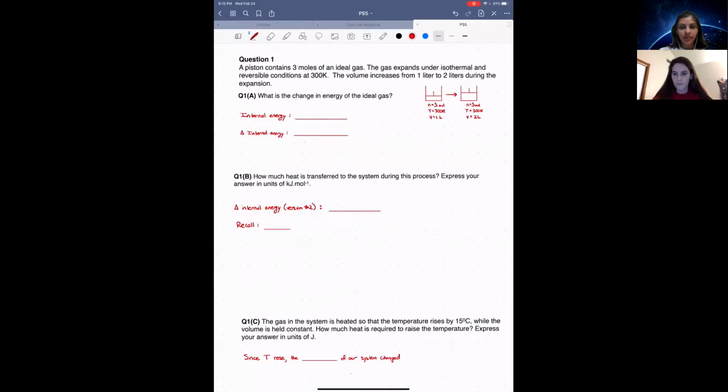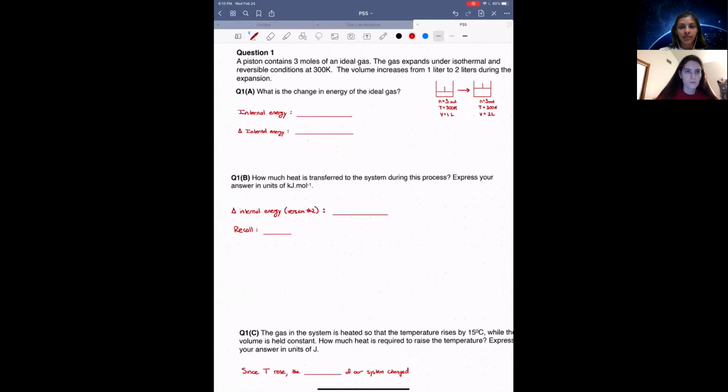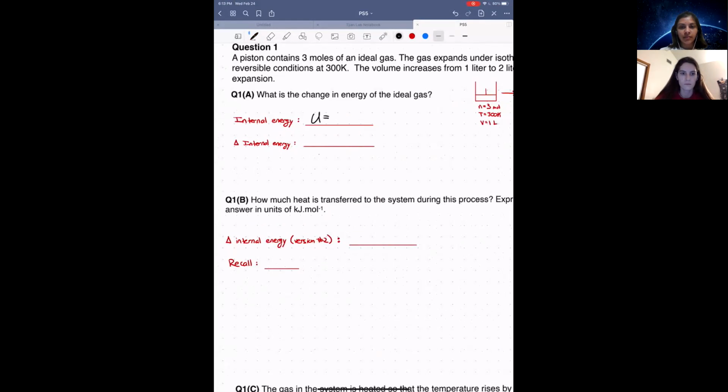So you're given that you have a piston with n equals 3 moles, and it expands isothermally. So at a temperature that stays constant at 300 Kelvin, and then the volume increases from 1 to 2 during the expansion. So what you want to do first is to identify how you define internal energy, and that would be given by U, the internal energy, is equal to the potential energy of the system plus the kinetic energy of the system. And then that translates over to the change in internal energy by just putting a delta in front of all of these.